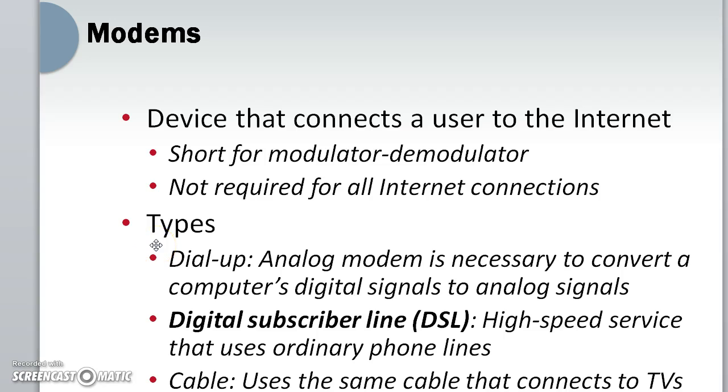The second component of the communication system is a modem. A modem is a device that connects the user to the internet. Not all internet connections require a modem. Wireless users can connect via access point, or satellite users can use the satellite dish. However, there are still some people who are using dial-up, or also DSL, which stands for Digital Subscriber Line, which is a high-speed service that uses the phone line. Also, in the United States, we have cable, which uses the same cable that we connect the TV with, and we can use that for internet connections as well.